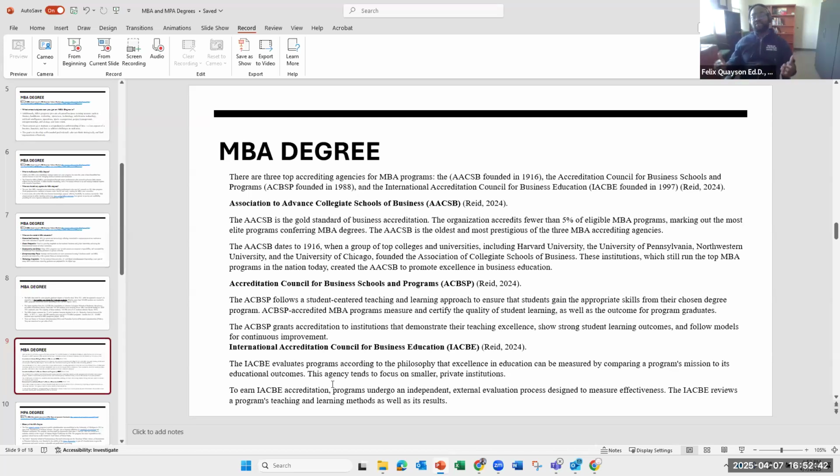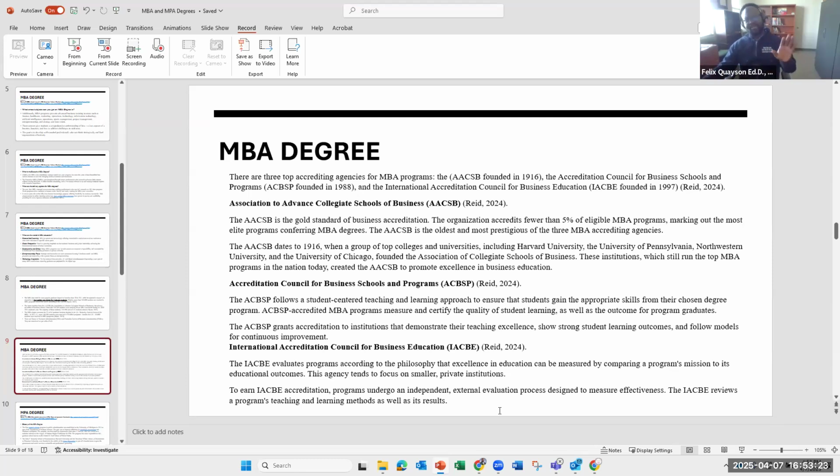And now let's move on to the third accreditation agency. Now, the third accreditation agency was founded in what? 1997. And it's known as the International Accreditation Council for Business Education, IACBE. The IACBE evaluates programs according to the philosophy that excellence in education can be measured by comparing a program's mission to its educational outcomes. So this particular agency tends to focus on smaller private institutions.